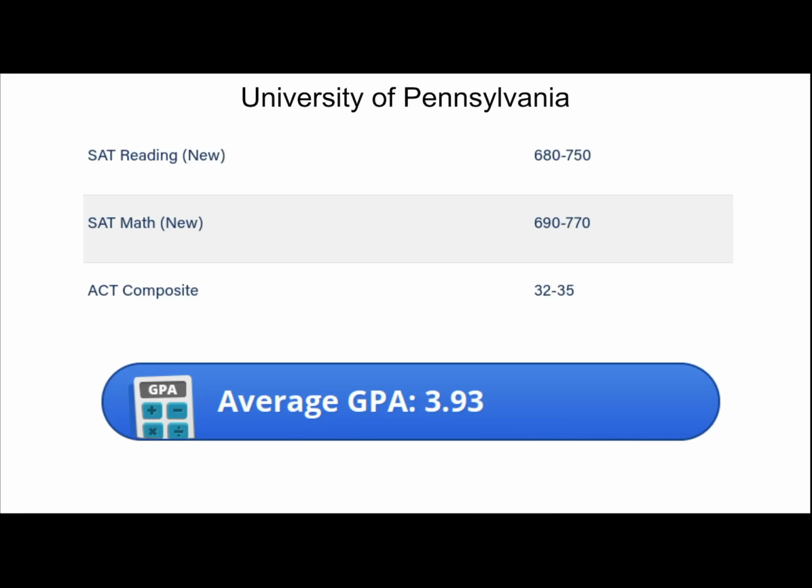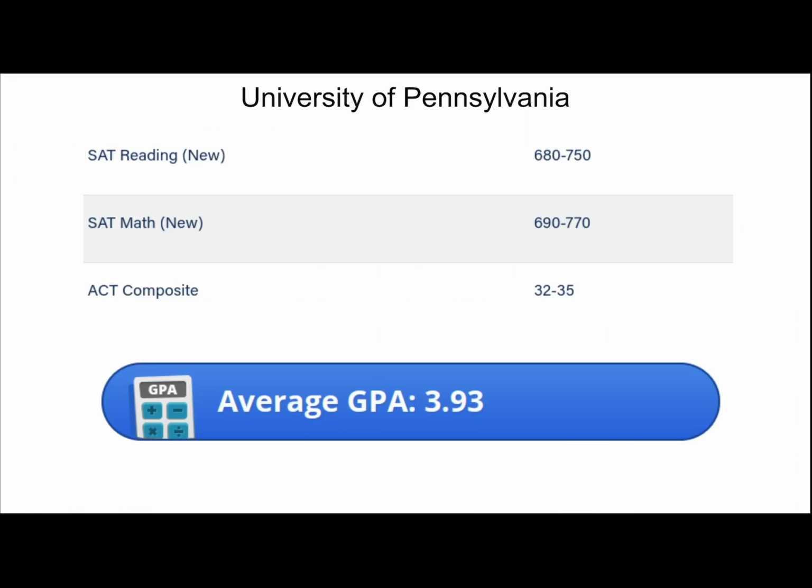Most people, obviously. The University of Pennsylvania, SAT reading, you have 680 to 750. SAT math, you have 690 to 770. And then the average GPA, 3.93. I'm pretty sure this is weighted. I think I read where I got this from, it said weighted GPA 3.93.